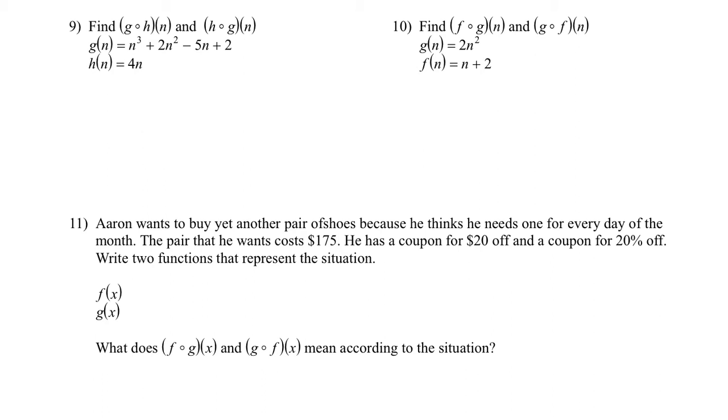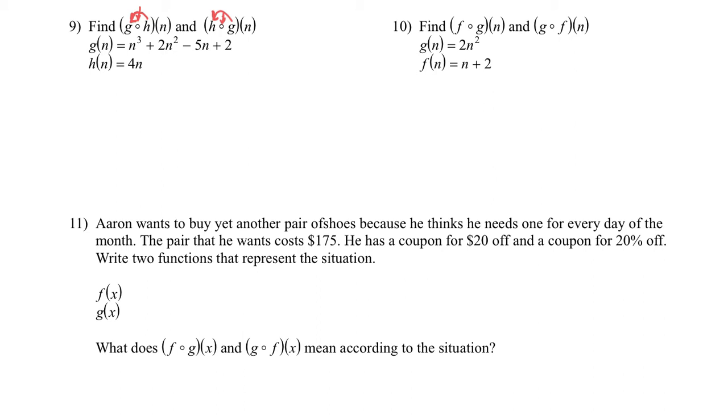Number 9 and 10, that's the composition. When you see that little circle, the open circle, that's composition. So you're always plugging the second one into the first one. Now, these are telling you to do both directions, so make sure you do both and label which one's which. You got to keep them separate.